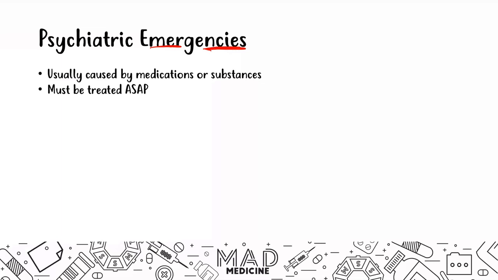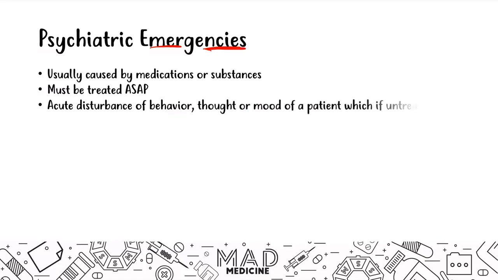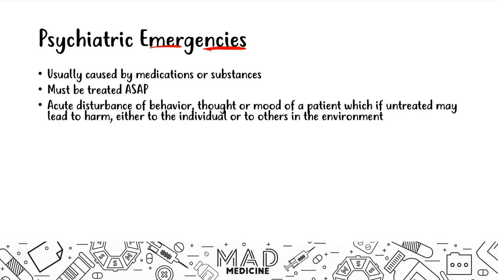Now, this is all because an acute disturbance of behavior, thought, or mood in a patient, if untreated, may lead to them harming themselves or others, and it can even be a harm to the environment. So you want to prevent all these negative consequences, because most of the time these patients don't know what's happening with them and how dangerous their condition is. So you want to treat these conditions right away.